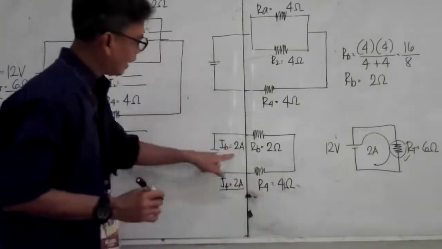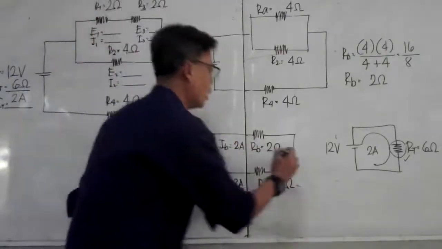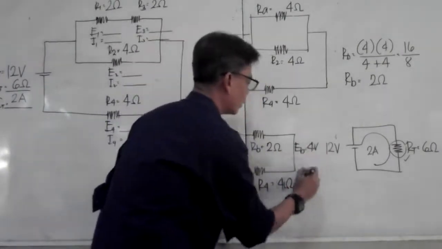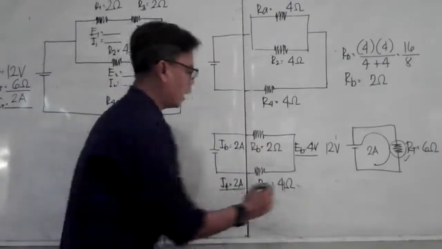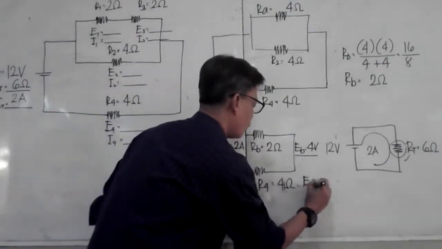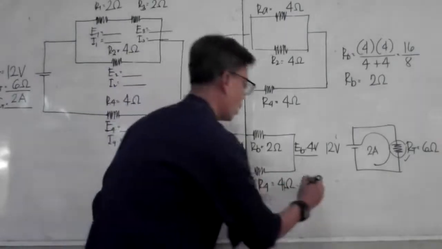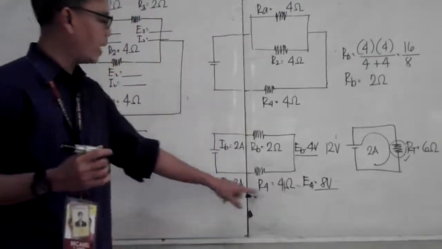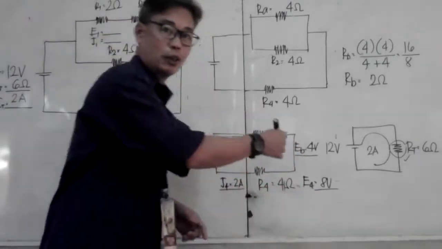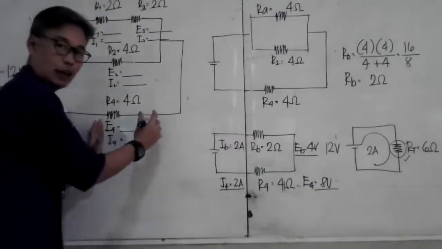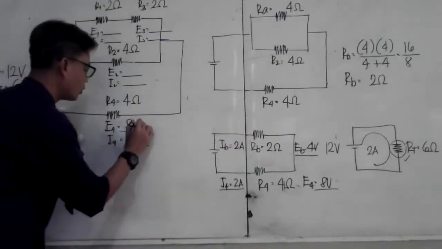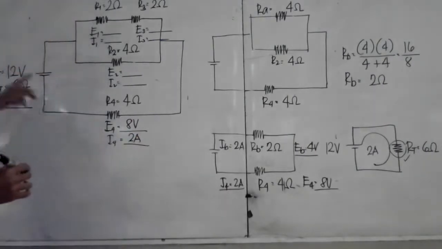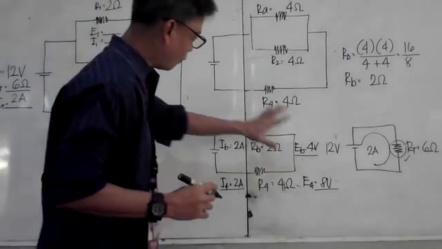Therefore, kung may I ka na, may R ka na, you can solve for the voltages. So, your voltage in B is equal to 2 times 2, 4 volts. Then, your voltage in number 4 resistor is equal to 2 times 4, which is equal to 8 volts. So now we have the value of I4 and E4. So pwede natin ilipat doon sa main problem. Ang E4 is 8 volts, and then yung I4 is 2 amperes. So we have solved for 2 more. May values tayo dito lahat.